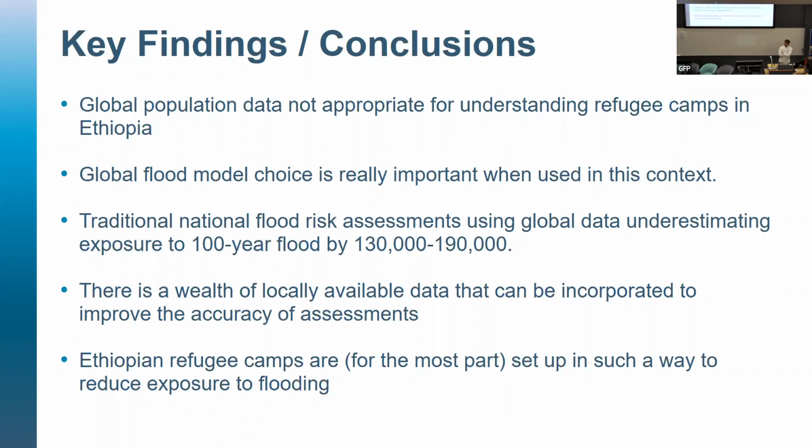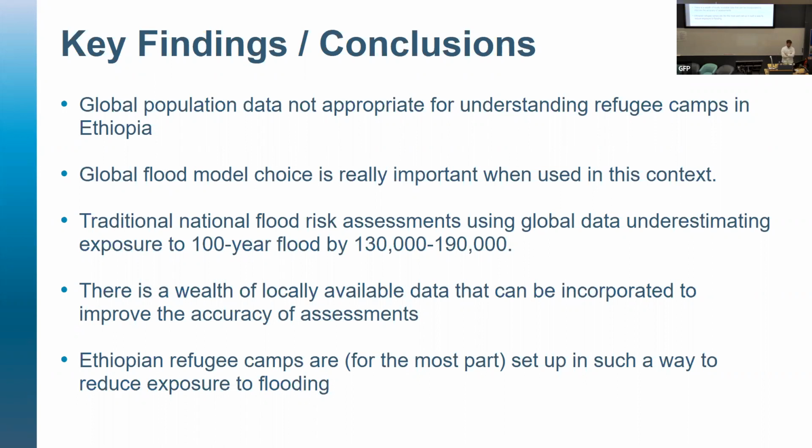Similarly, many of the global flood models don't model flooding on the rivers that these camps are exposed to, which makes the choice of model incredibly important when used in this context. And what this means for traditional national flood risk assessments using these global data sets is that they're underestimating exposure by quite a bit. So to put some figures to this, for the 100-year flood in Ethiopia, you're underestimating flood exposure by between 130,000 and 190,000.